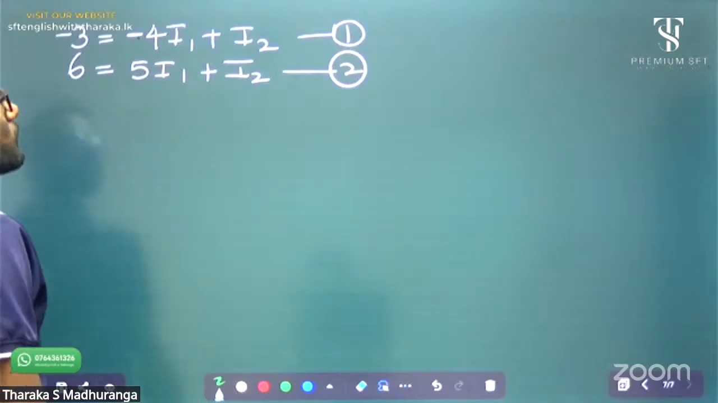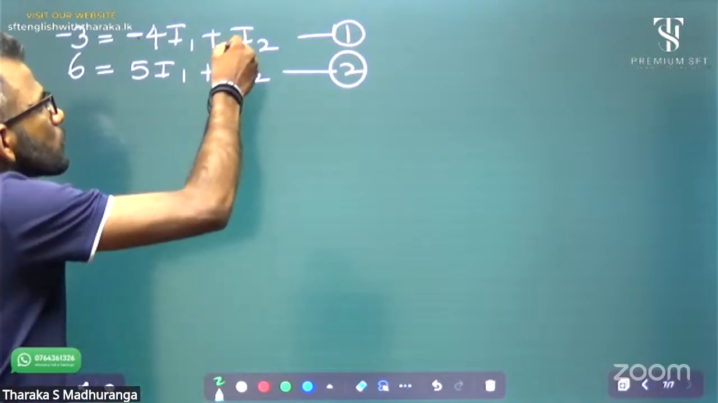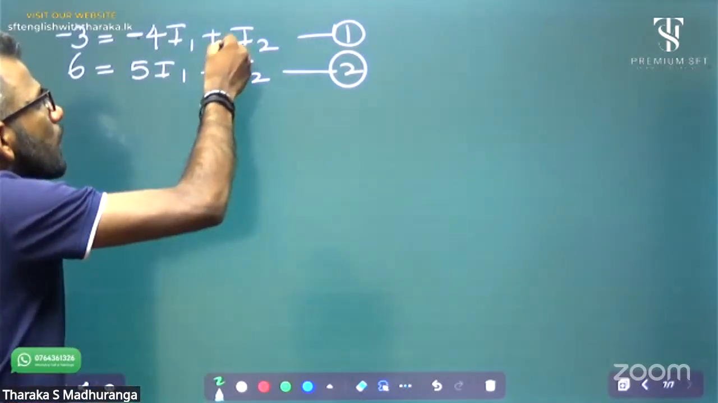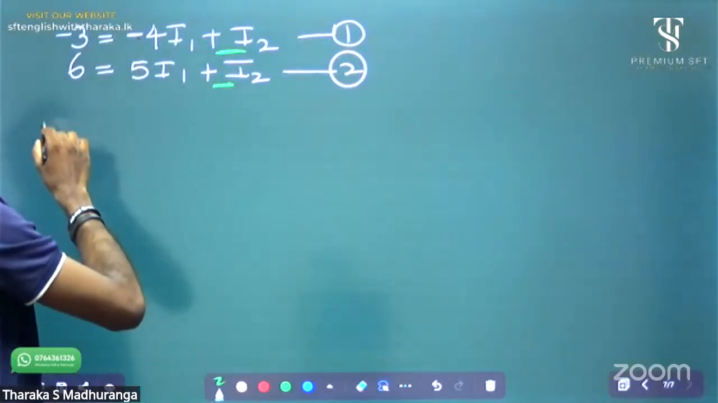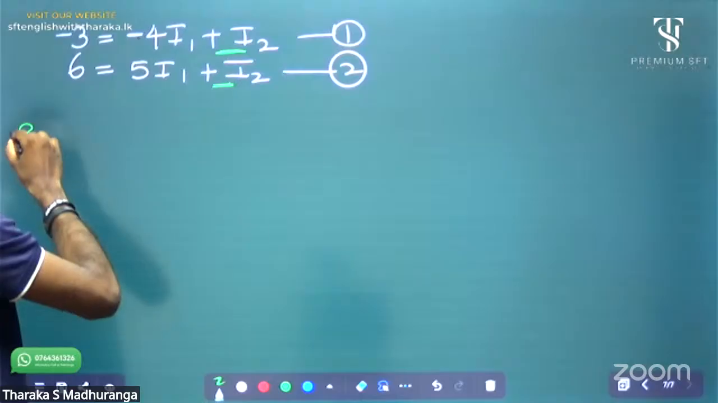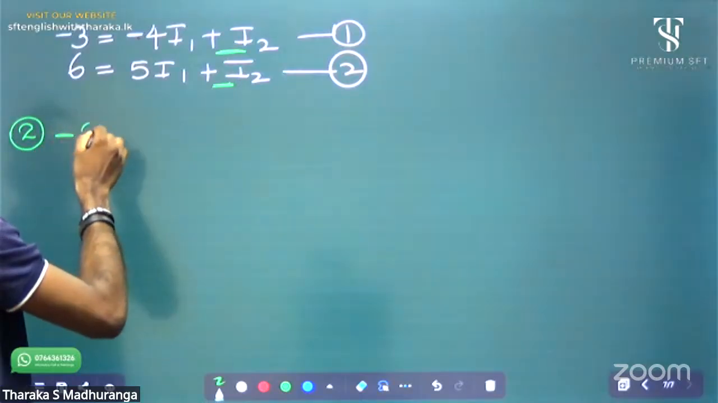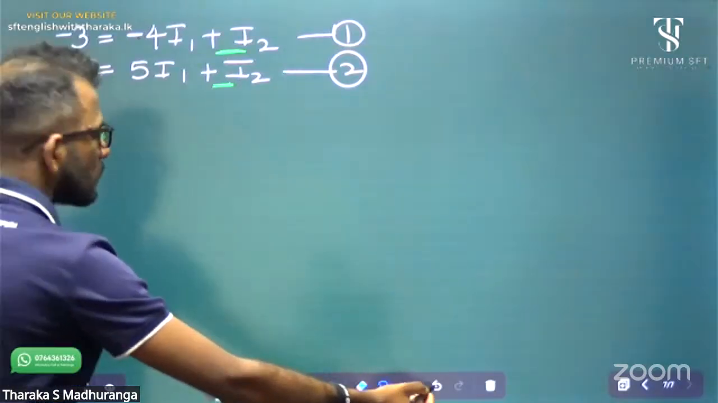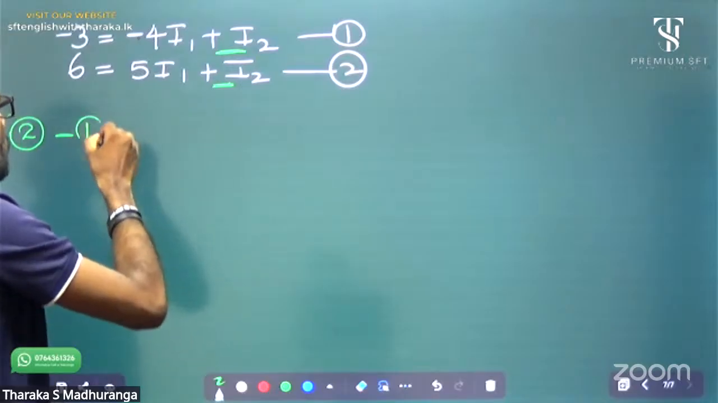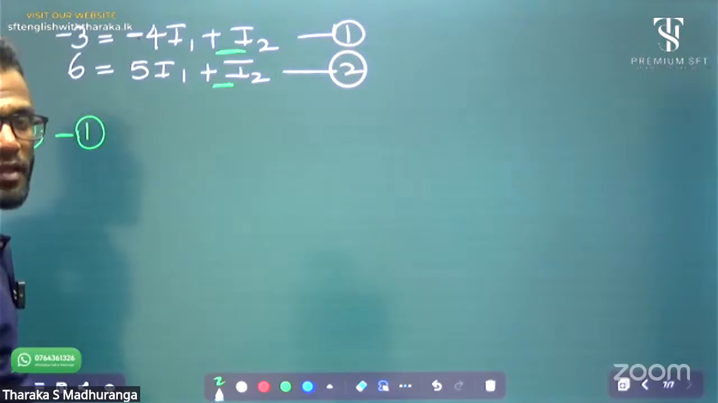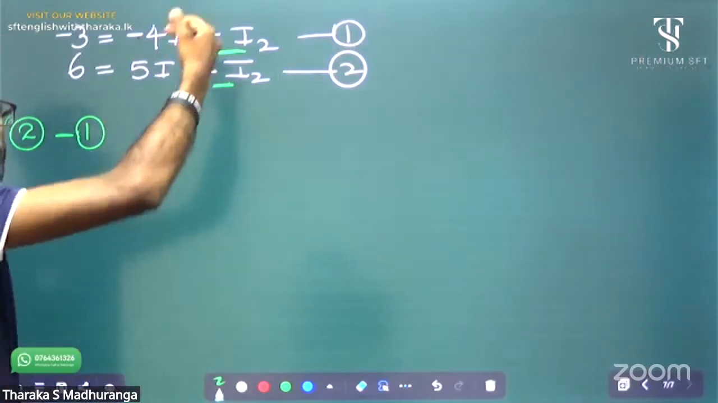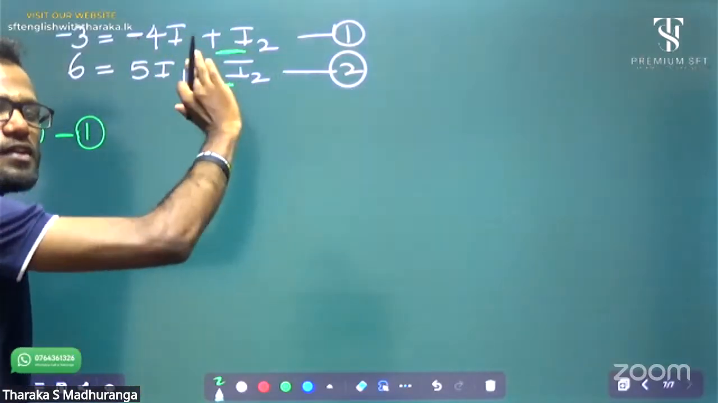Now you can see the I2 coefficients are both the same, right? Both are 1. Then I can subtract the first equation from the second equation, because the coefficients are the same and both positive. That's why we subtract. If they are positive and negative, different signs, we can add.